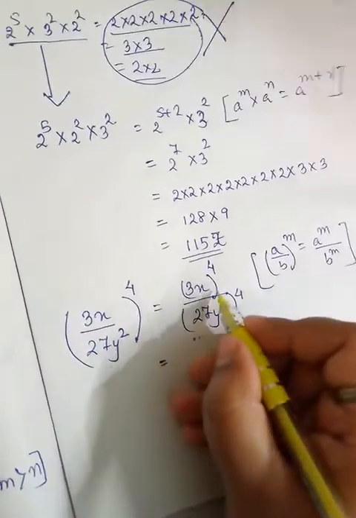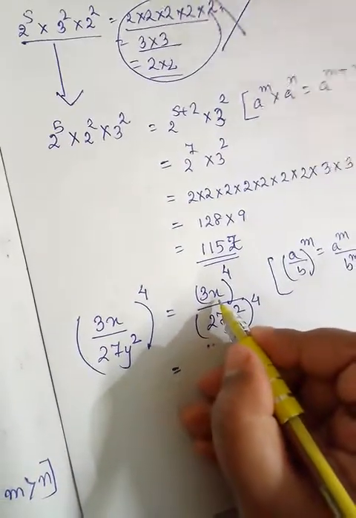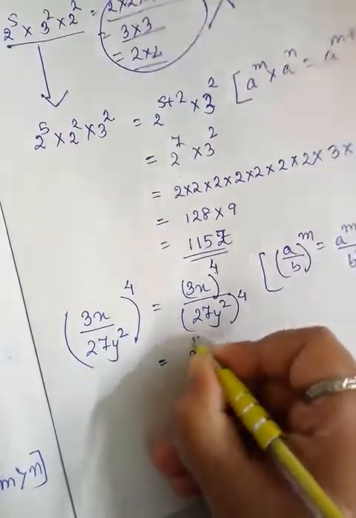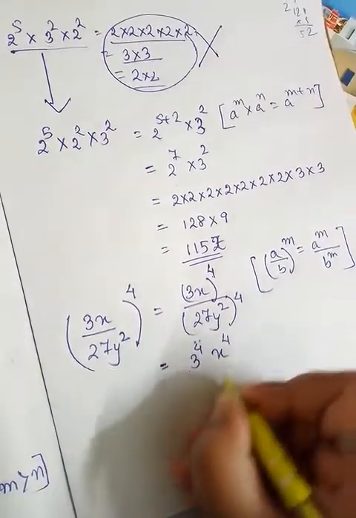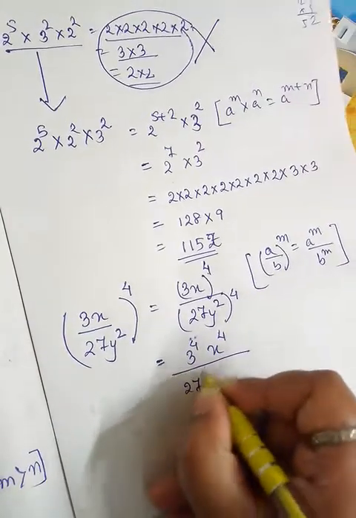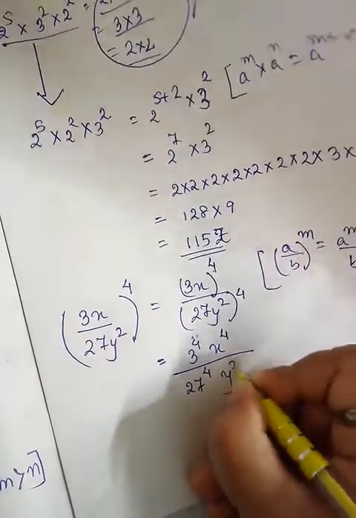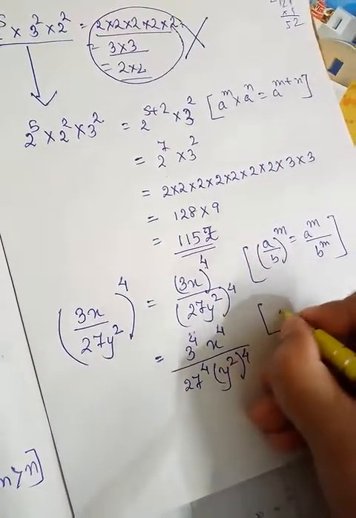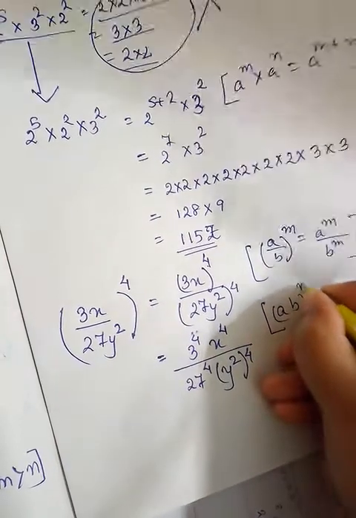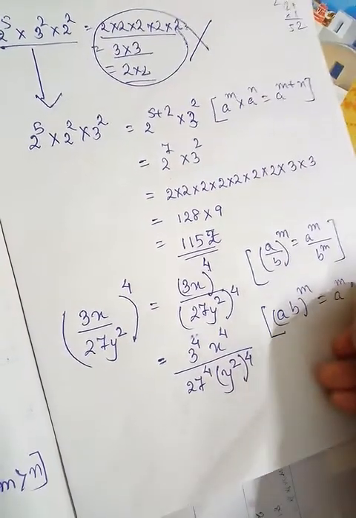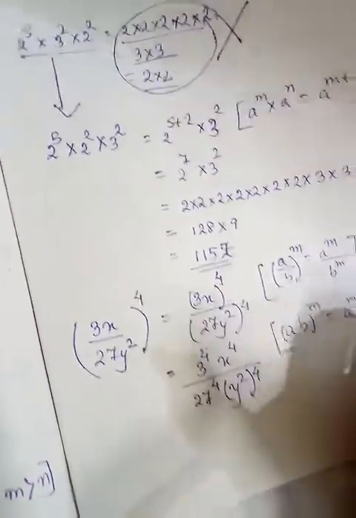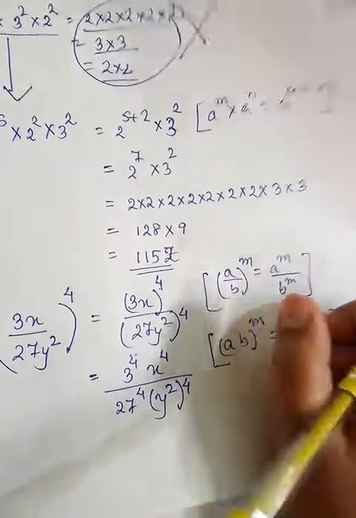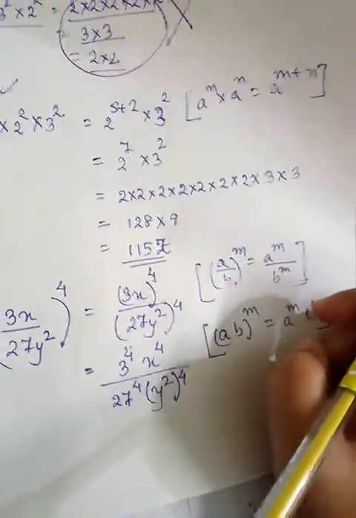Now, when you are opening the bracket, this is again one of the laws of exponents. This is (a into b) to the power m. So, it will be 3 to the power 4 into x to the power 4 by 27 raised to the power 4 into y square raised to the power 4. Again, we have a law of exponents: (a into b) whole raised to the power m is a to the power m into b raised to the power m. So, this question indicates that in a single question we sometimes need to use more than one law of exponents.